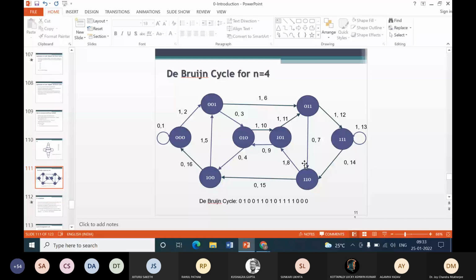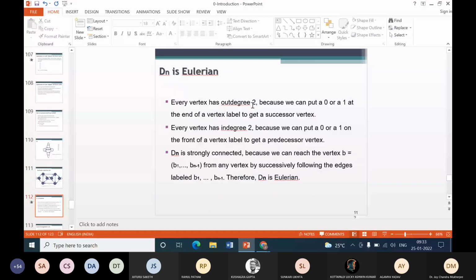Okay. The question is, there are two things we have to prove. The first thing is that the de Bruijn graph is an Euler graph, and that is very simple to prove. Every vertex has out degree 2 and every vertex has in degree 2. Why is that so? Every vertex has out degree 2 because we can put a 0 or a 1 at the end of the vertex level to get the successor vertex. So take any one vertex, suppose you take 0 0 1. Its out degree is 2.